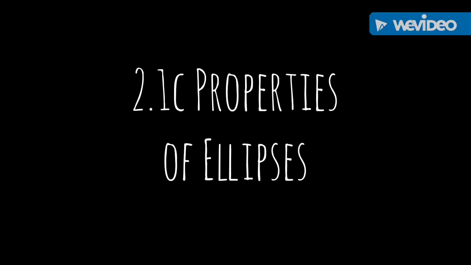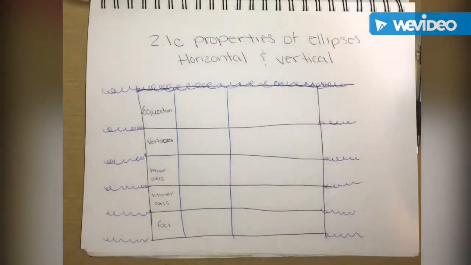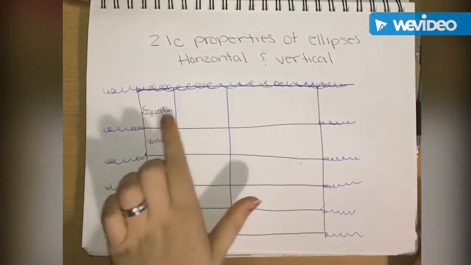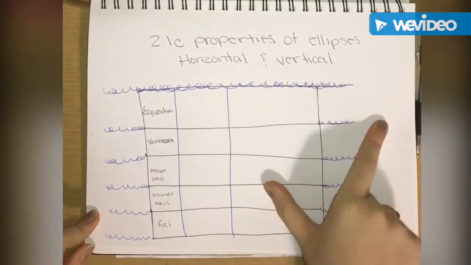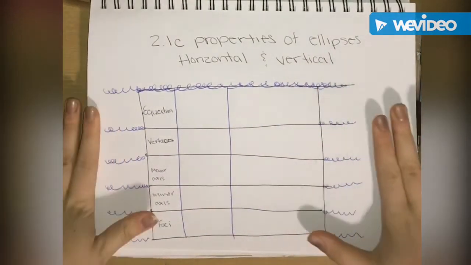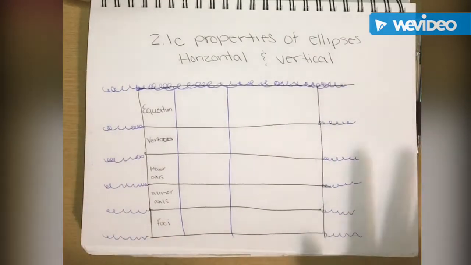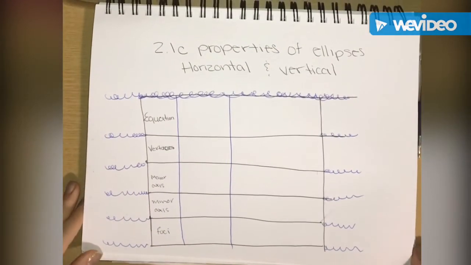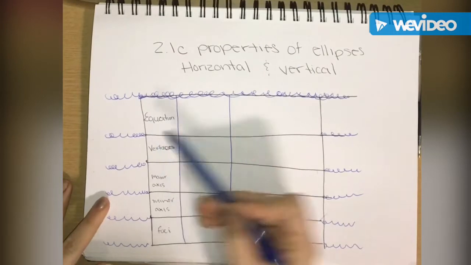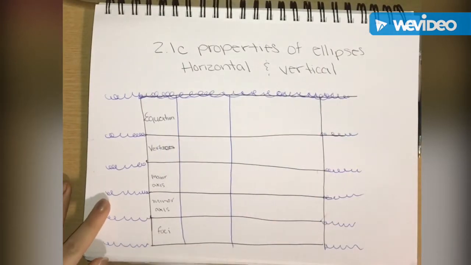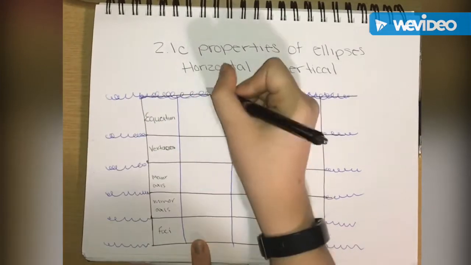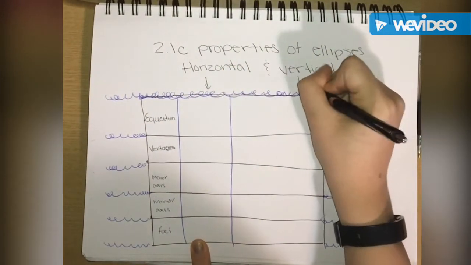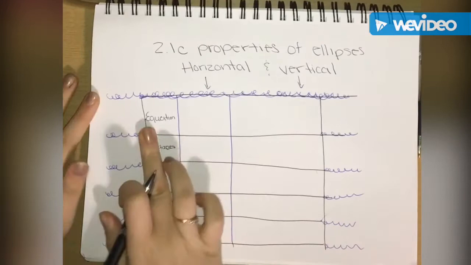2.1c, Properties of Ellipses. 2.1c, Horizontal and Vertical. I've created a little chart to make this run a little bit smoother. Don't mind it, I messed up on some lines, so we made it a little extra. We can do our equations first, horizontal for the first column, and then vertical for the second.